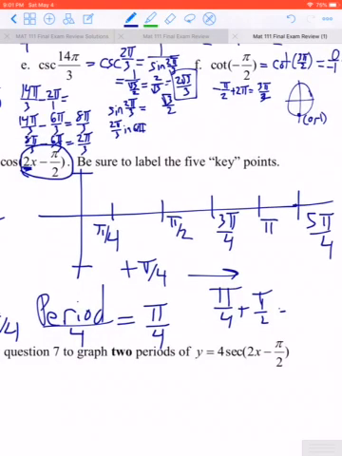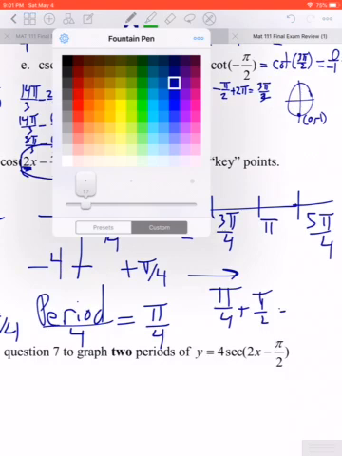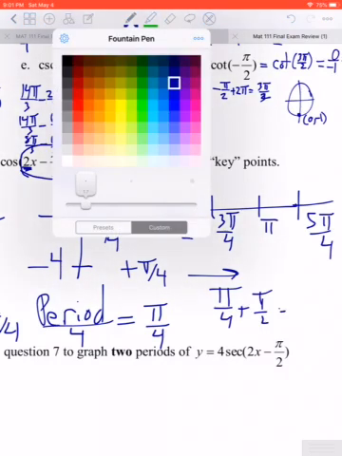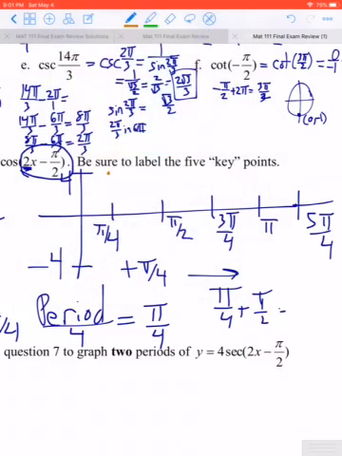The amplitude of this function was just 4, which means it's going to go as high as 4 and as low as negative 4. And then the other thing you need to know from this is, what does the basic graph of cosine look like? Well, the basic cosine curve starts the period at its maximum value. So it's going to start here at 4 when x is pi over 4.